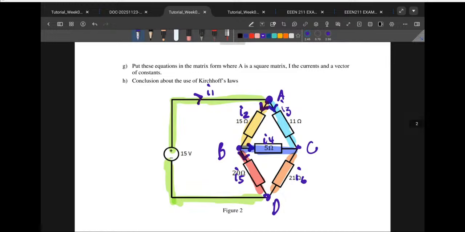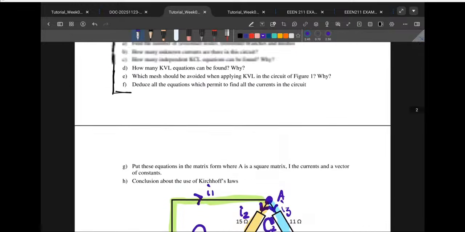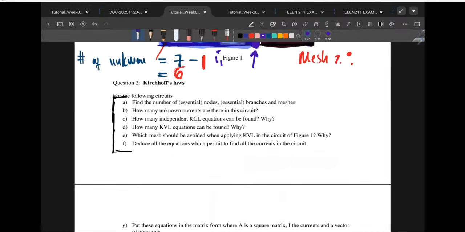Now let's do our meshes. We're going to have this as mesh number 1, this as mesh number 2, and here as mesh number 3. Three nice meshes. Okay, let's start the questions. Find the number of essential nodes. 4. We're going to have 4 essential nodes.